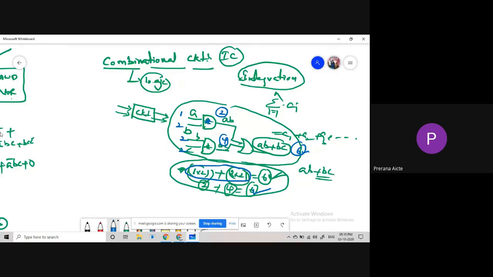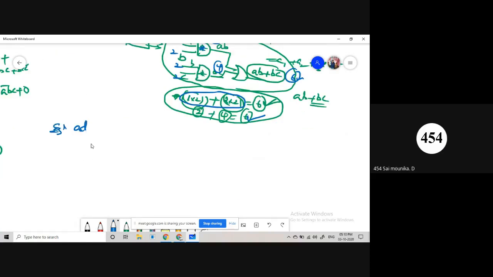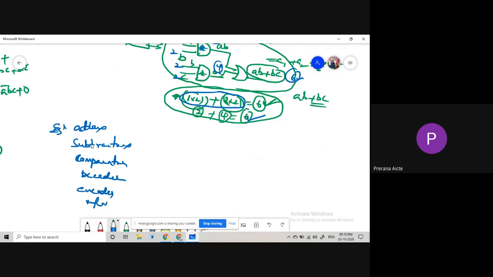There are several types of combinational circuits. Examples of combinational circuits are adders, subtractors, comparator, coder, decoder, encoder, multiplexer and demultiplexer.